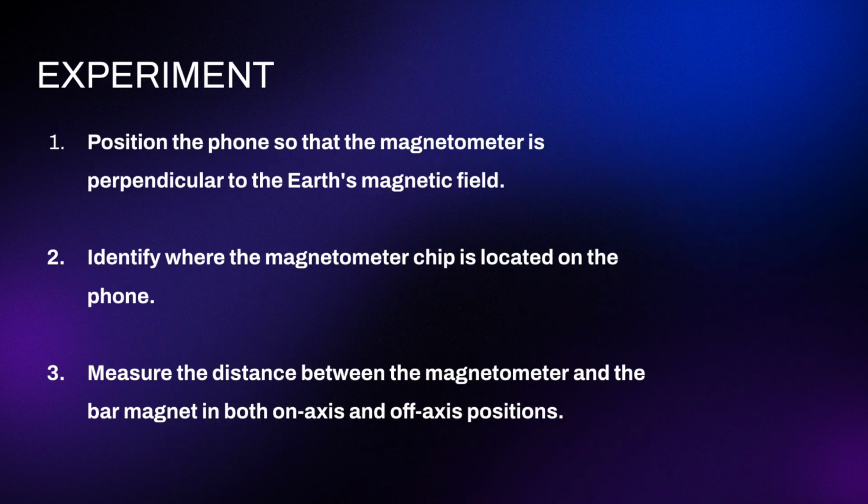For the experiment, we first position the phone so that the magnetometer is perpendicular to the Earth's magnetic field, then identify where the magnetometer chip is located on the phone, then measure the distance between the magnetometer and the bar magnet in both on-axis and off-axis positions.